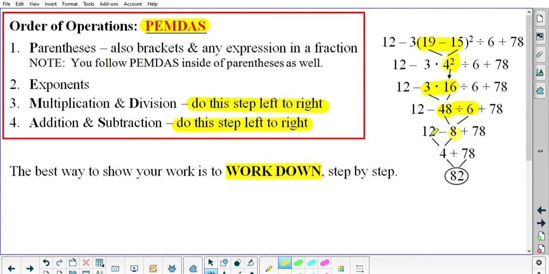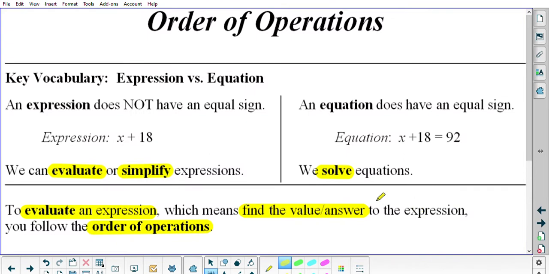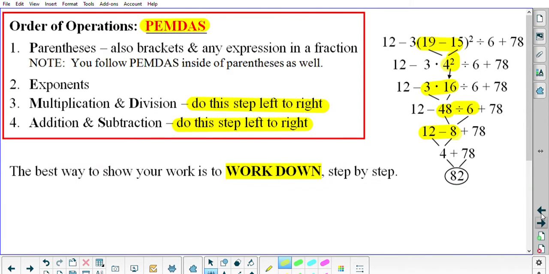Finally, I do addition and subtraction going left to right. So here's an example of where the subtraction is further to the left than the addition. So 12 minus 8 gives me 4. 4 plus 78 gives me 82. Notice I didn't put an equal sign anywhere. Why? It's because of what we learned at the top of our guided notes, that equations are the things that have equal signs, not expressions. So this is actually a very important thing to understand in mathematics, especially as I try to prepare you for algebra, that with evaluating expressions, there are no equal signs. The final answer is at the bottom after you've gone step by step according to the order of operations.